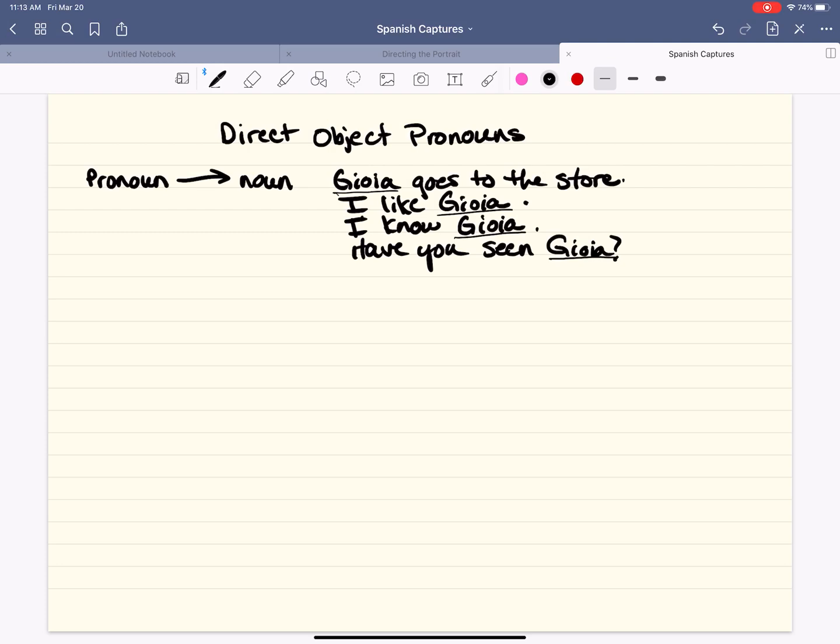So, when we have a noun and we want to avoid repetition, we can use a direct object pronoun a lot of times. A direct object pronoun is actually referring to the noun whose place we are taking with a pronoun, the noun that directly receives the object or the action of the verb.